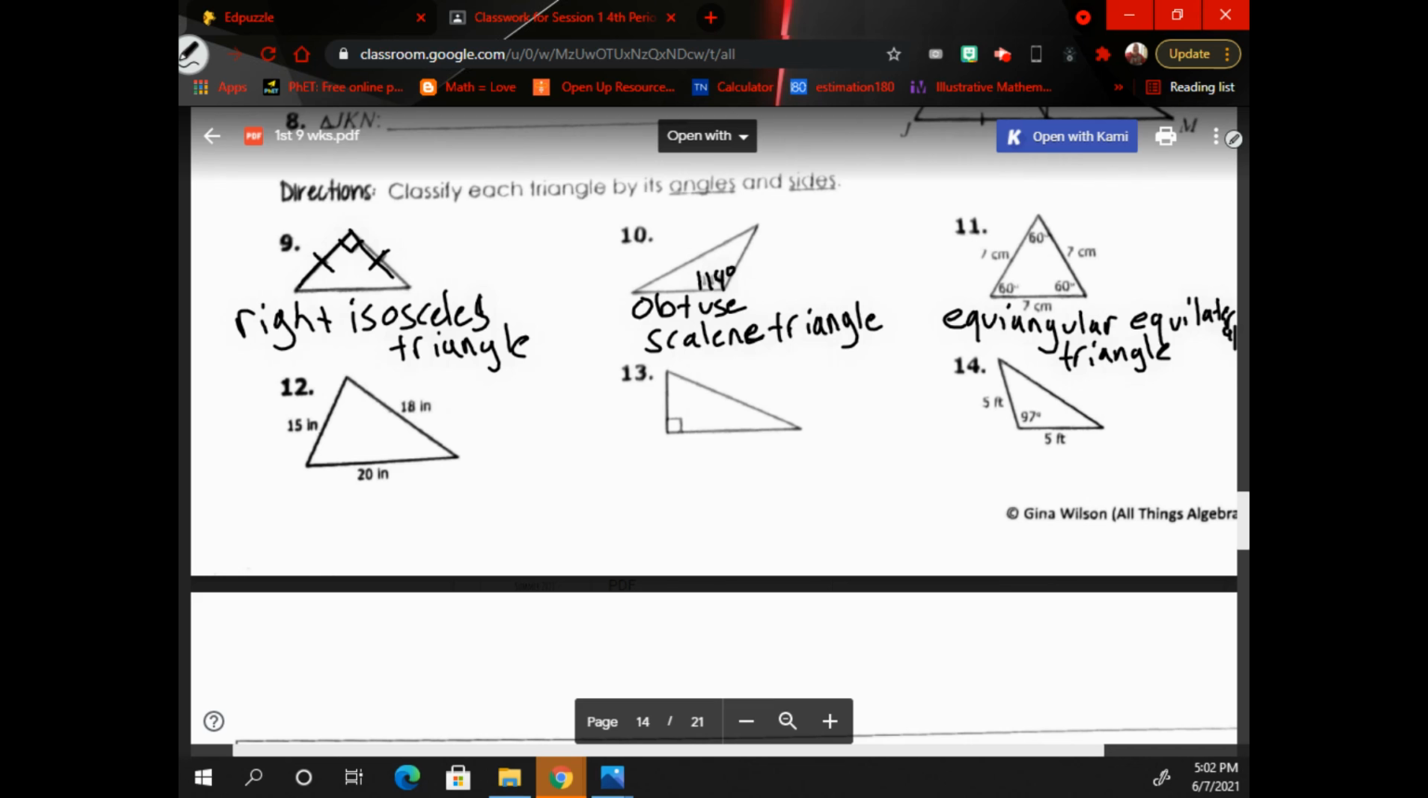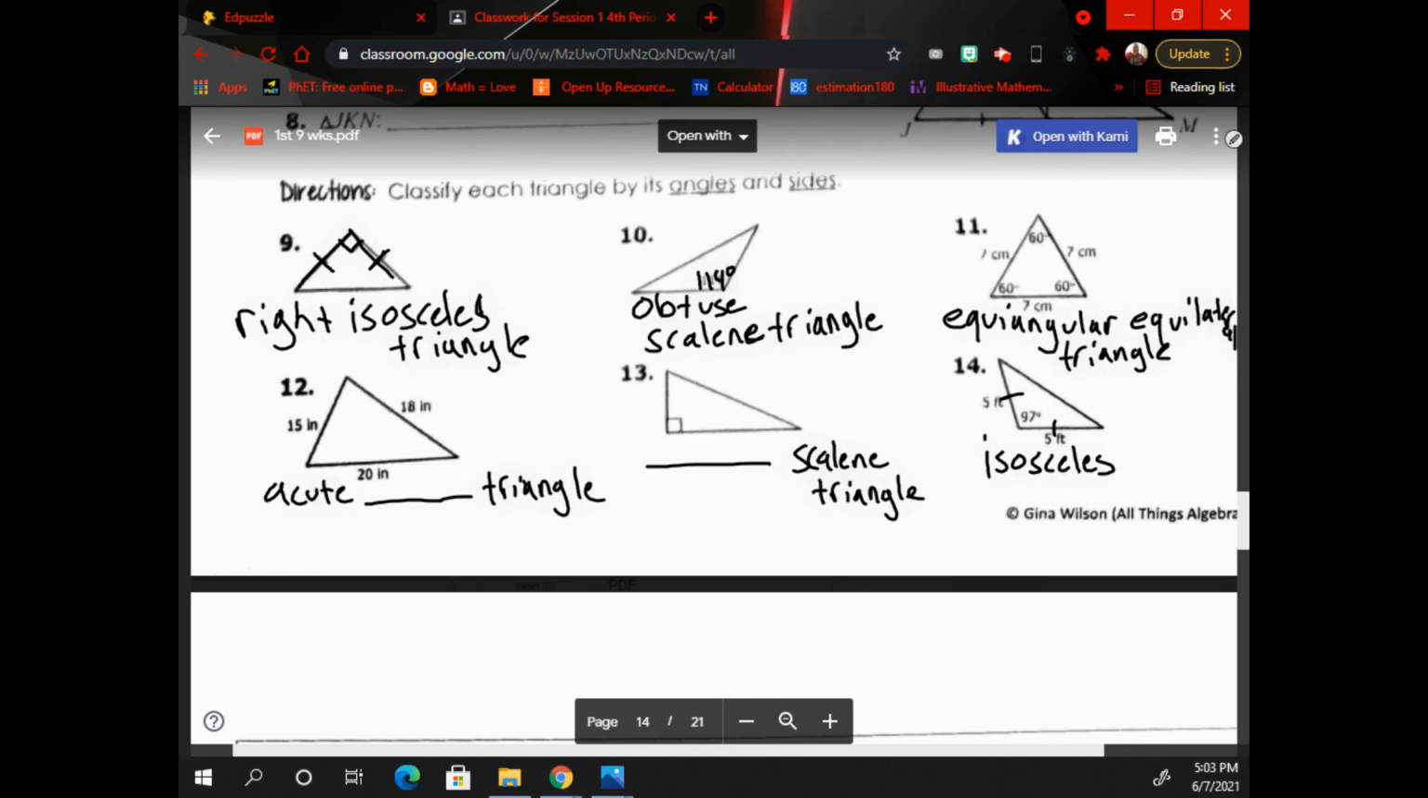All right. Number 12 is going to be an acute what triangle? Okay, so that'll be fill in the blank. You can select the multiple choice answer. Number 13 is going to be a blank scalene triangle. All right. So you will choose classifying it by the angle, right? And then I'll do number 14. We see both of these are 5 feet, so that's going to be an isosceles because two sides are congruent. But I've been naming it by the angle first, so I'll stick with that. That's obtuse isosceles. Obtuse isosceles triangle.